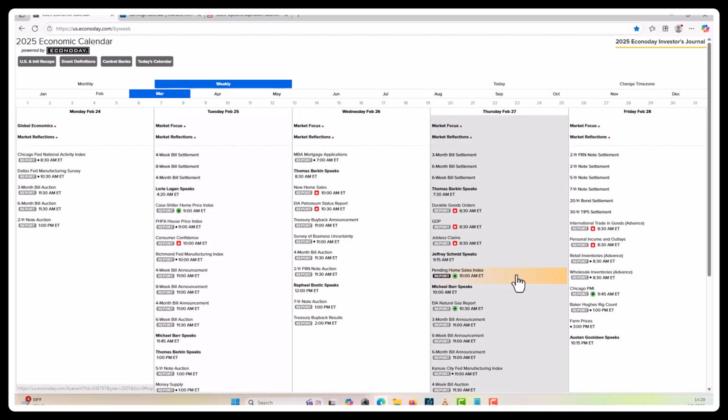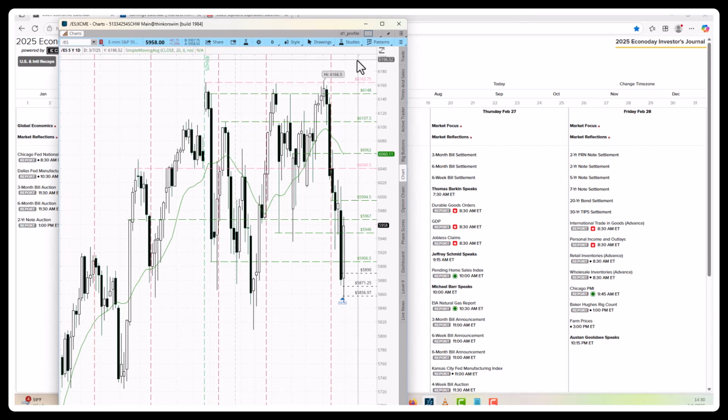So this week we have 2 key economic data releases. The first one is on Thursday, the GDP data at 8:30 Eastern Time. And then we have another report, the PCE data at 8:30, also Eastern Time. So those are the 2 key data releases. Now we're going to look at the daily.